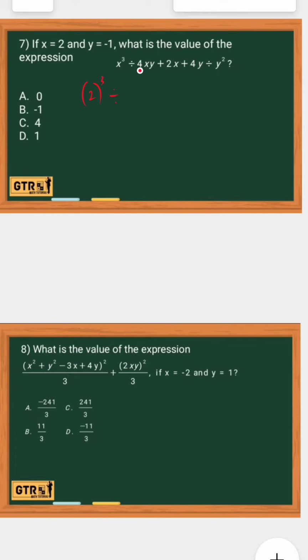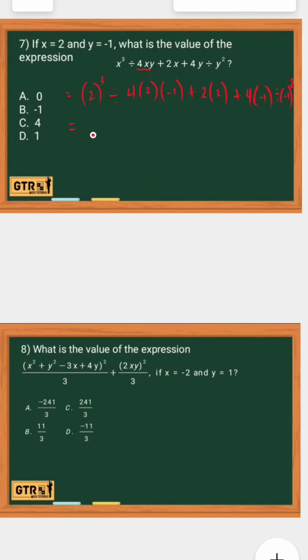So ibig sabihin yan, uunahin natin tong expression na ito, yung 4xy, bago natin i-divide. Okay? So divided by 4, x is 2, y is -1, plus 2, x is 2, plus 4, y is -1, divided by -1 squared. Okay, so let us simplify.